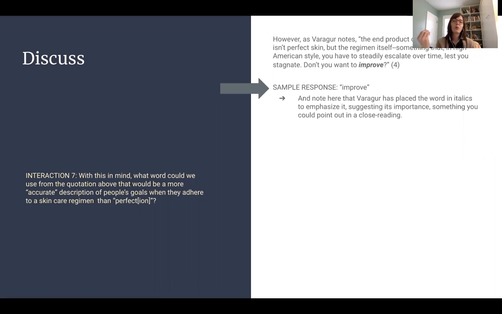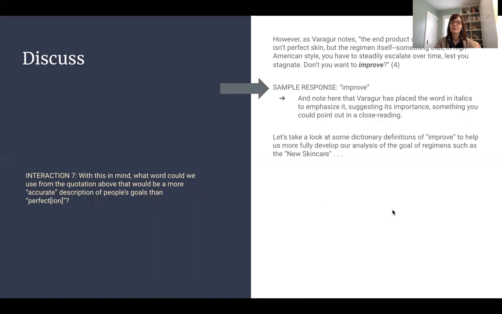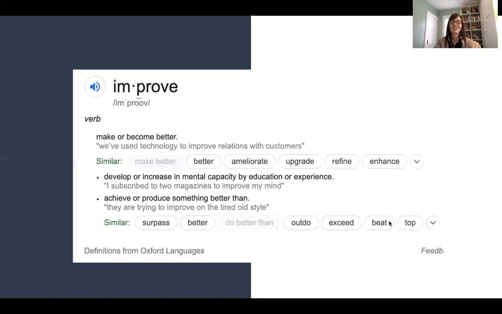And so if you pull out the word improve, that could be something that you take notice of, right? That would be close reading to indicate that she is emphasizing, close reading verb, emphasizing how important the word improve is by placing it in italics. Okay, so let's take a look at some dictionary definitions of improve to help us more fully develop our analysis of the goal of regimens such as the new skincare. So again, using those dictionary definitions to brainstorm and refine.